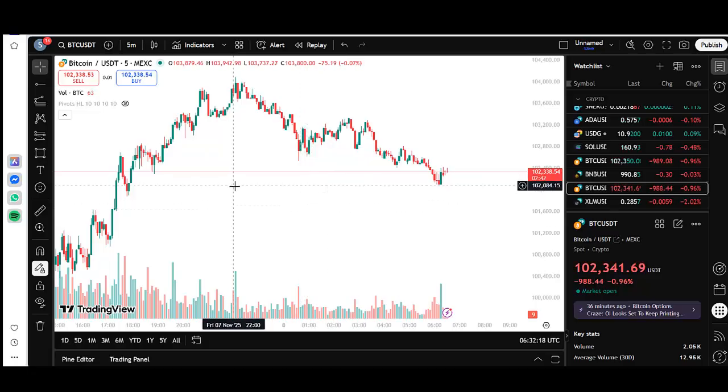Just know your market structure. Market structure is fundamental. Just know your market structure, plot your market structure well, follow the market structure, and you are good to go.